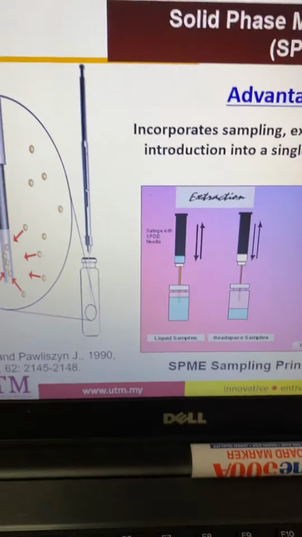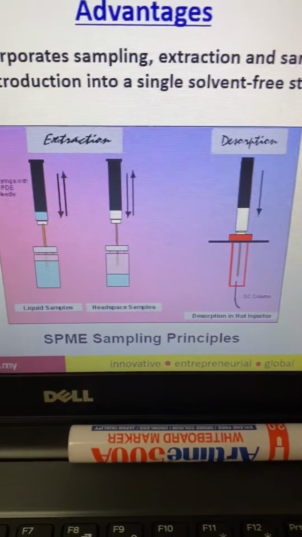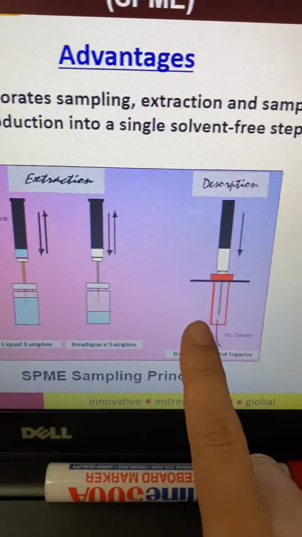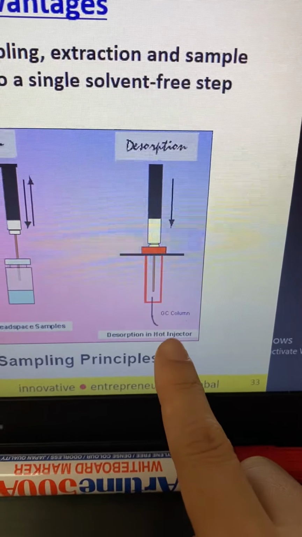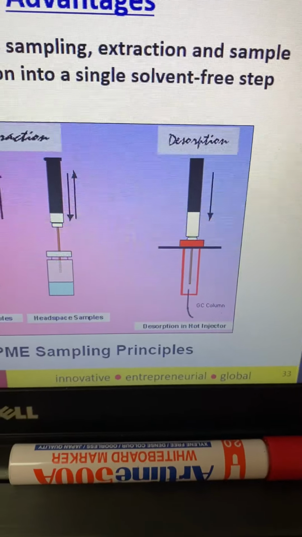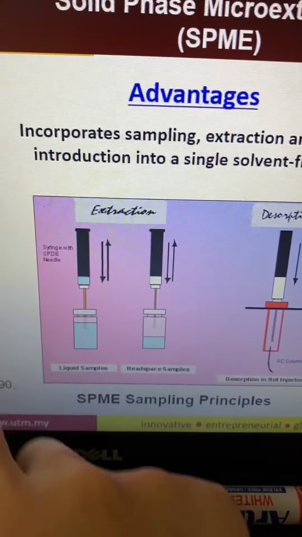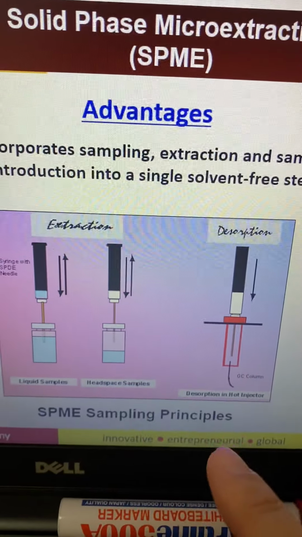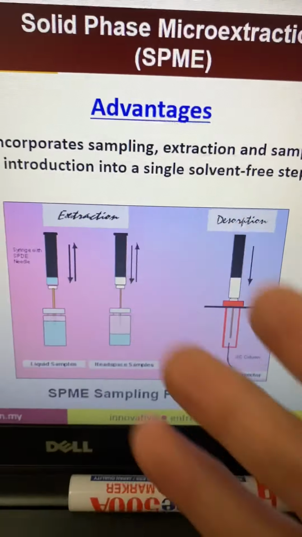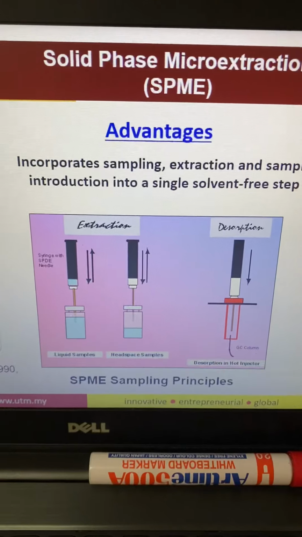Then how do we want to desorb it? We discussed it the last few days. We will use desorption in a hot injector, or we call it a thermal desorption injector. So after this, everything is finished. That's what we said, having 2 steps for SPME. That's why it's very good.